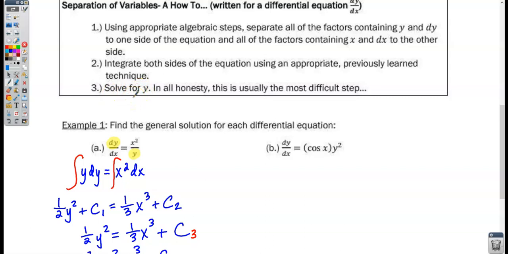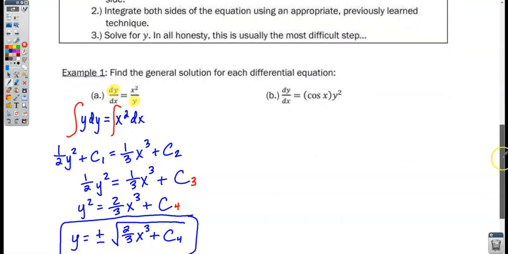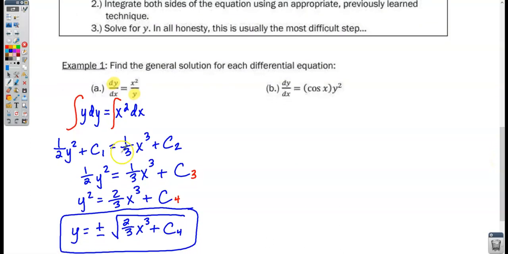And I say here in my outline, in all honesty, this is usually the most difficult step. The first two steps, separating things algebraically and then integrating, are pretty much the same from problem to problem. But this third step, solving for y, there's a little bit of difference in how we solve for all of these. Some of them can get a little bit complicated, and some of them are pretty straightforward. I feel like this one was pretty straightforward. We'll see some complicated ones pretty soon, though.